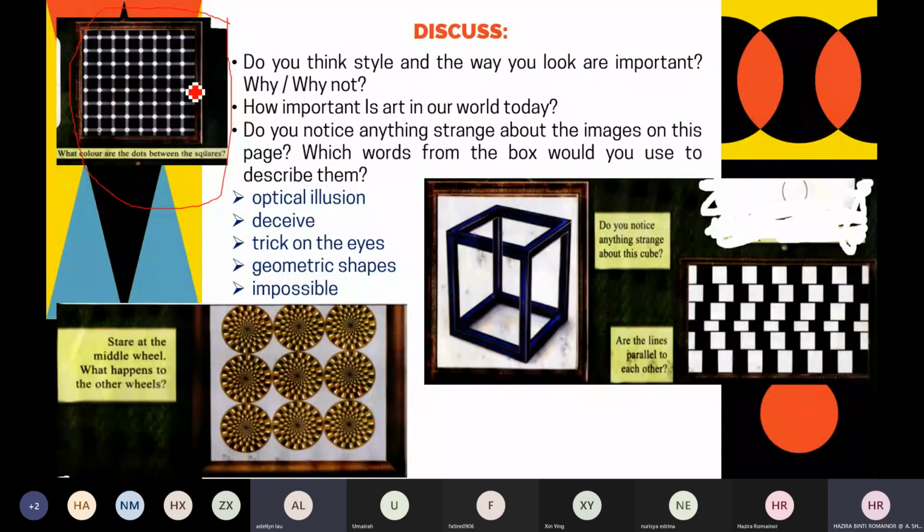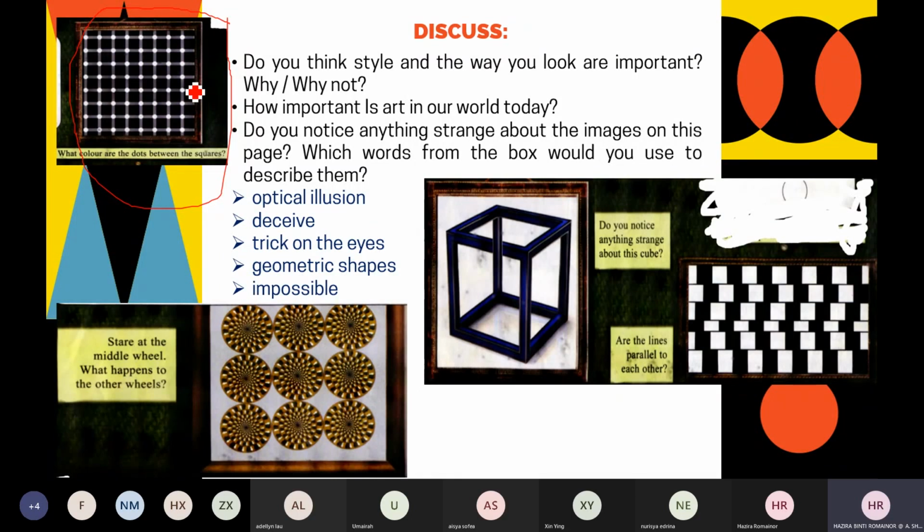What about you, Aisha, Sophia? White. White also. Anyone see other color than white? Ada yang nampak warna lain selain warna white? No. Okay, correct. So you can see the white color dots between the squares.